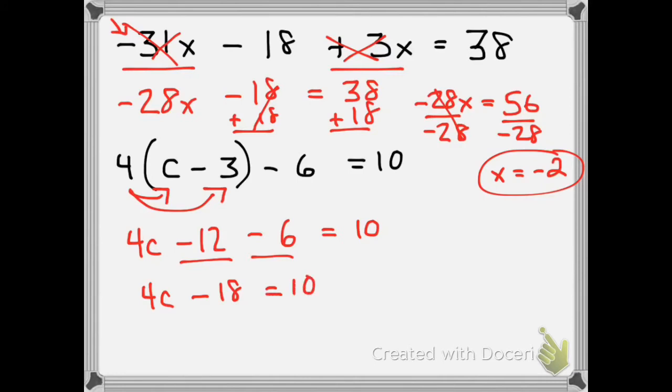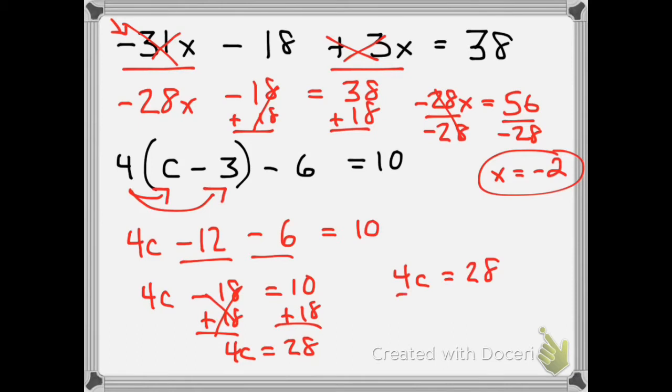We bring down what's left, and now it's starting to look like a two-step equation, so we'll simply add 18 to both sides to get rid of the 18. So we have 4c equals 28, which I'll rewrite over here. And it's all positive numbers, so there's not really many rules to remember. We divide by 4, and c equals 7.